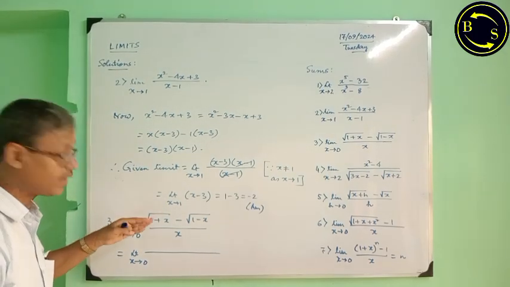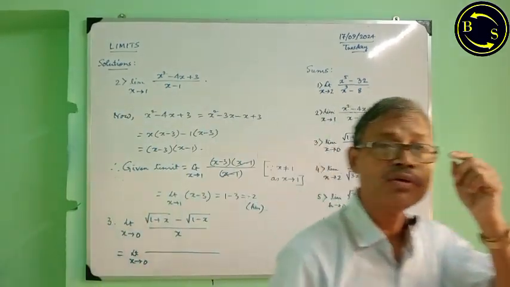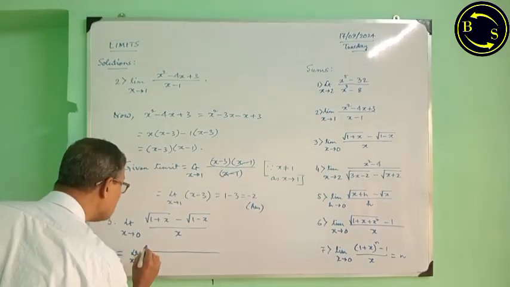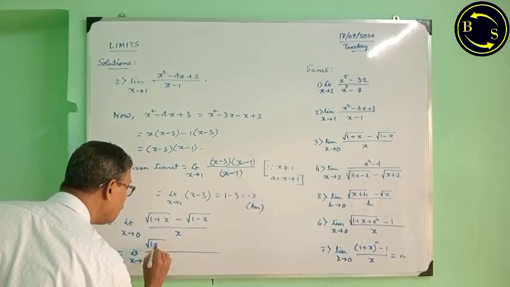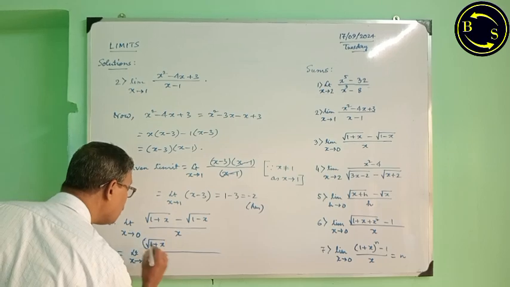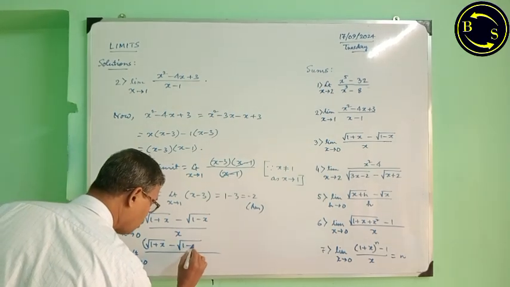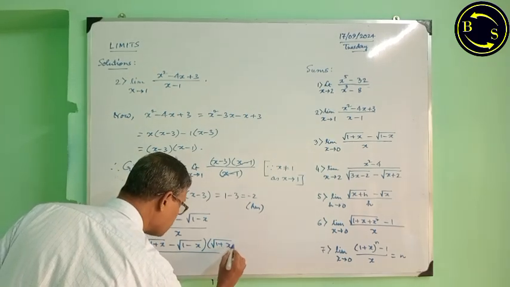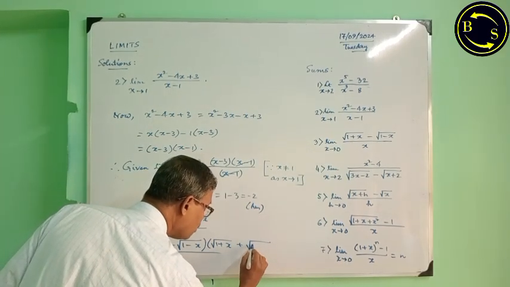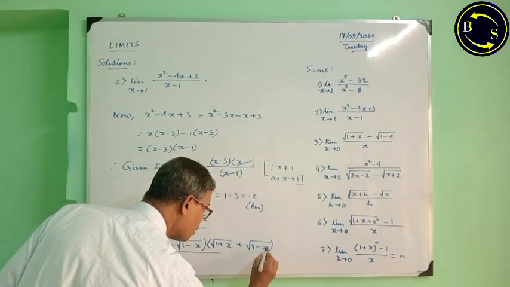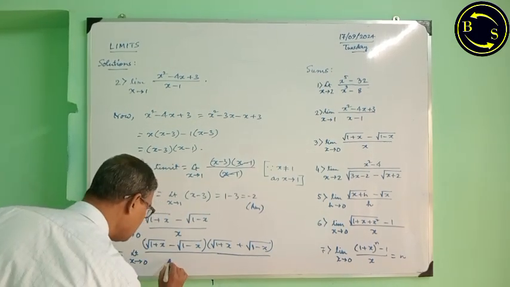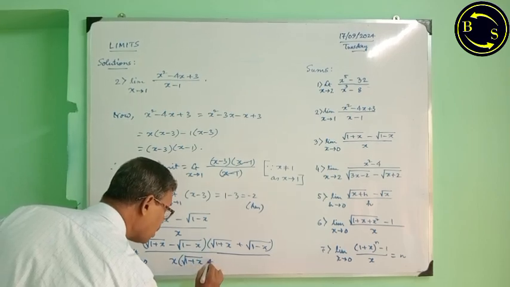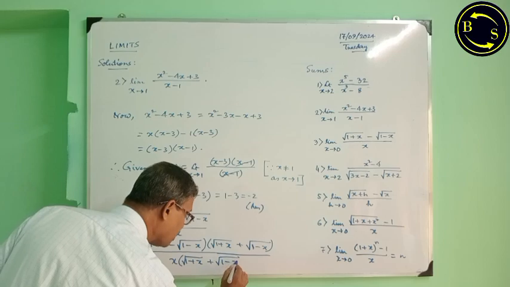Here the rationalizing factor will be root over 1 plus x plus root over 1 minus x. Root over 1 plus x minus root over 1 minus x into root over 1 plus x plus root over 1 minus x, divided by x into root over 1 plus x plus root over 1 minus x.